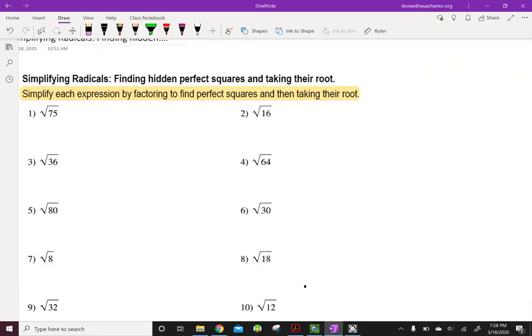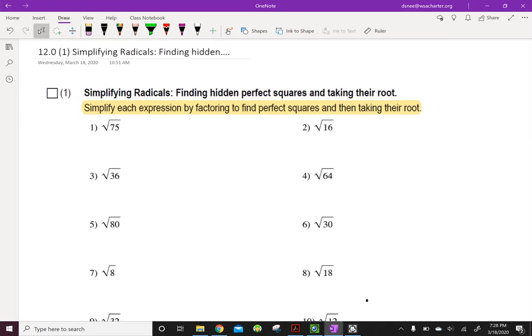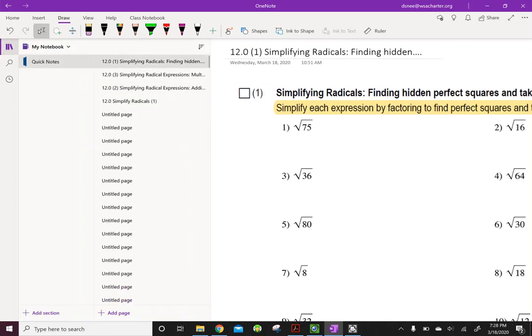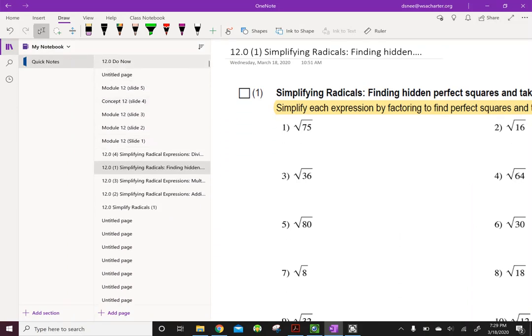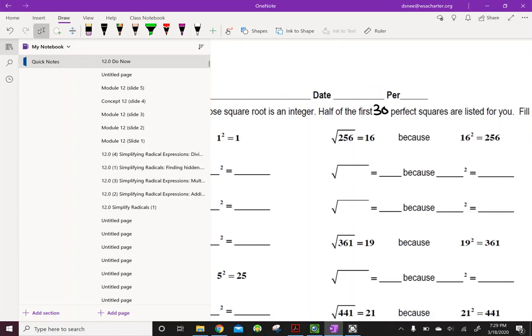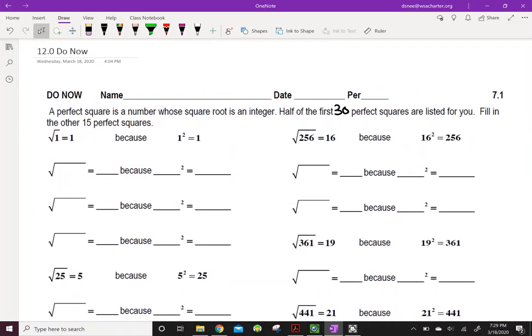If you pull out the worksheet from your envelope that looks just like this, there are several pages stapled together, and you turn this thing over, the very back page is our do now activity for today. I'm going to get that up here in just a second. It looks just like this. It's a little bit of review with perfect squares.